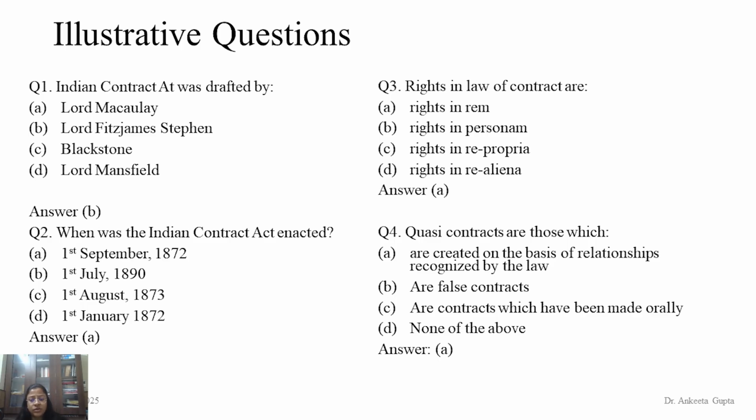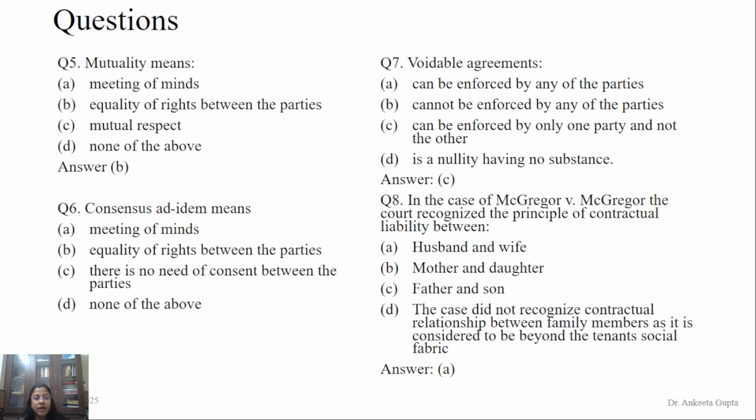Right? What are quasi contracts? Those which are created on the basis of relationships recognized by the law. This is something that we have already discussed. Mutuality means what? That's answer B, equality of rights between the parties. Consensus ad idem is A, which means meeting of the minds. Voidable agreements can be enforced by any of the parties, cannot be enforced by any of the parties, or can be enforced by only one party and not the other. So answer C is a voidable agreement.